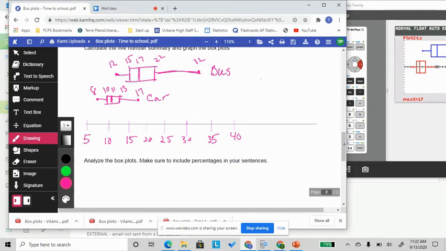Each piece of a box plot is 25%. So that's 25% of the data here, 25, 25, 25. One of the biggest things that I see when I'm looking at this is this right here.